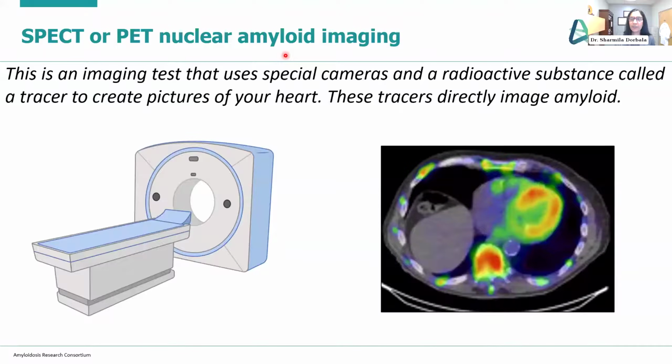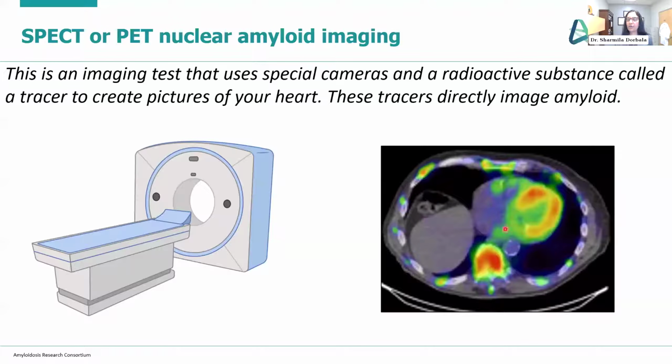What about radionuclide imaging? So this is a scanner. This is a test where we use special scanners called SPECT or PET scanners. And we use a small and safe amount of radioactive substance called a radio tracer, and that creates pictures of the heart. So the radio tracers are specific to the physiology you would like to study. So there are tracers that can image blood flow to the heart muscle, tracers that can image amyloid in the heart muscle. So here's an example of an amyloid tracer, and what you're seeing in color here is amyloid in the heart. The grayscale image is a CT scan of the chest, cross-sectional CT scan.